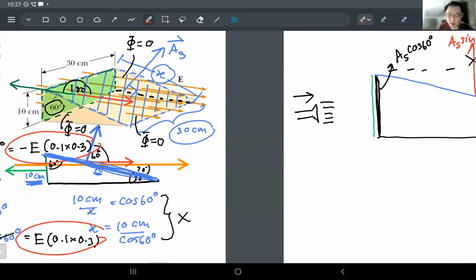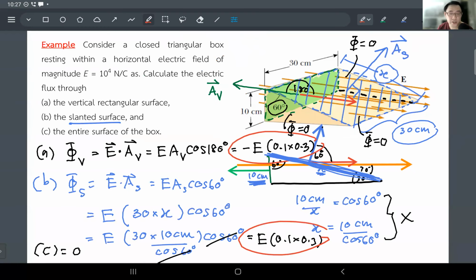So when you look at this one more time, if I were to look at this problem, I don't have to do that trigonometry like 10 centimeter over x equal to cosine 60. I don't have to find the hypotenuse over there, because I can tell you right away that I just need to take the E and then multiply by the shadow of my slanted surface. And the shadow of that is going to be the same size as the A vertical, the same area as the green area there. Cool, done.